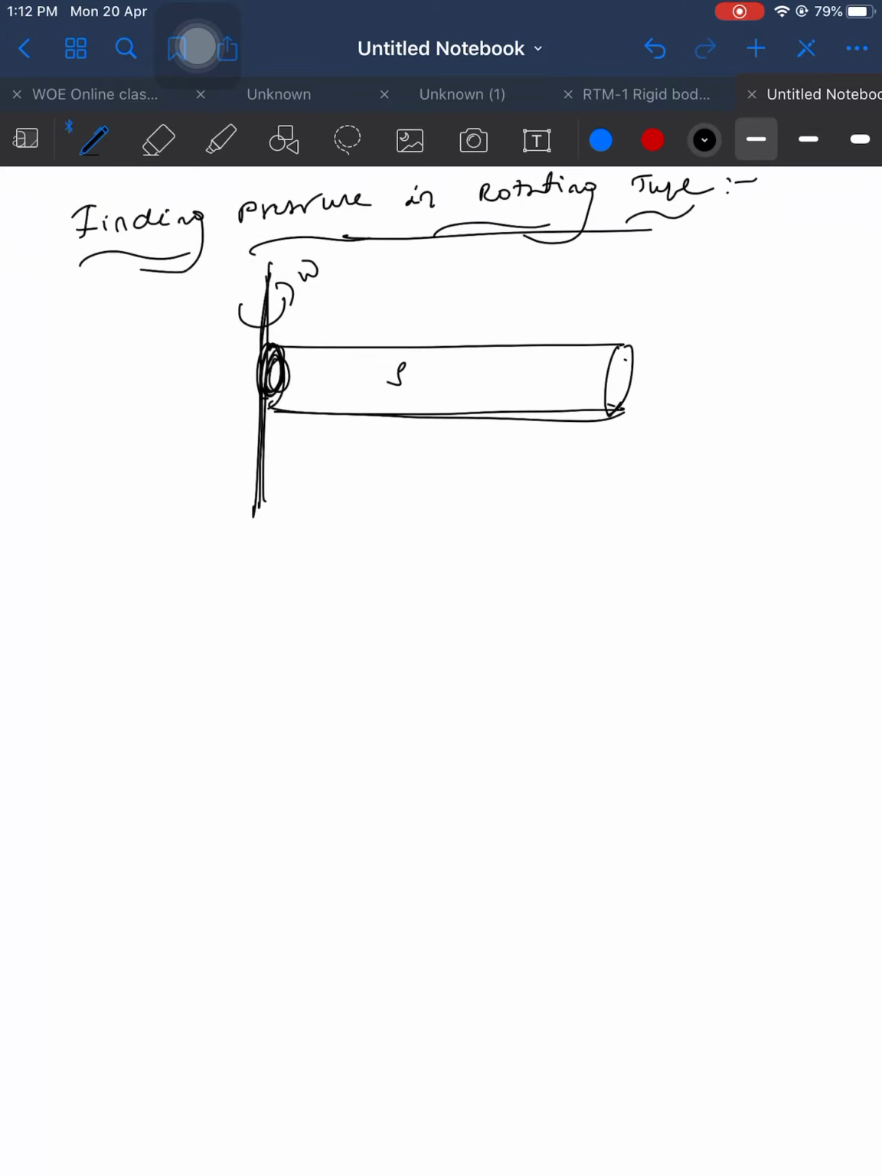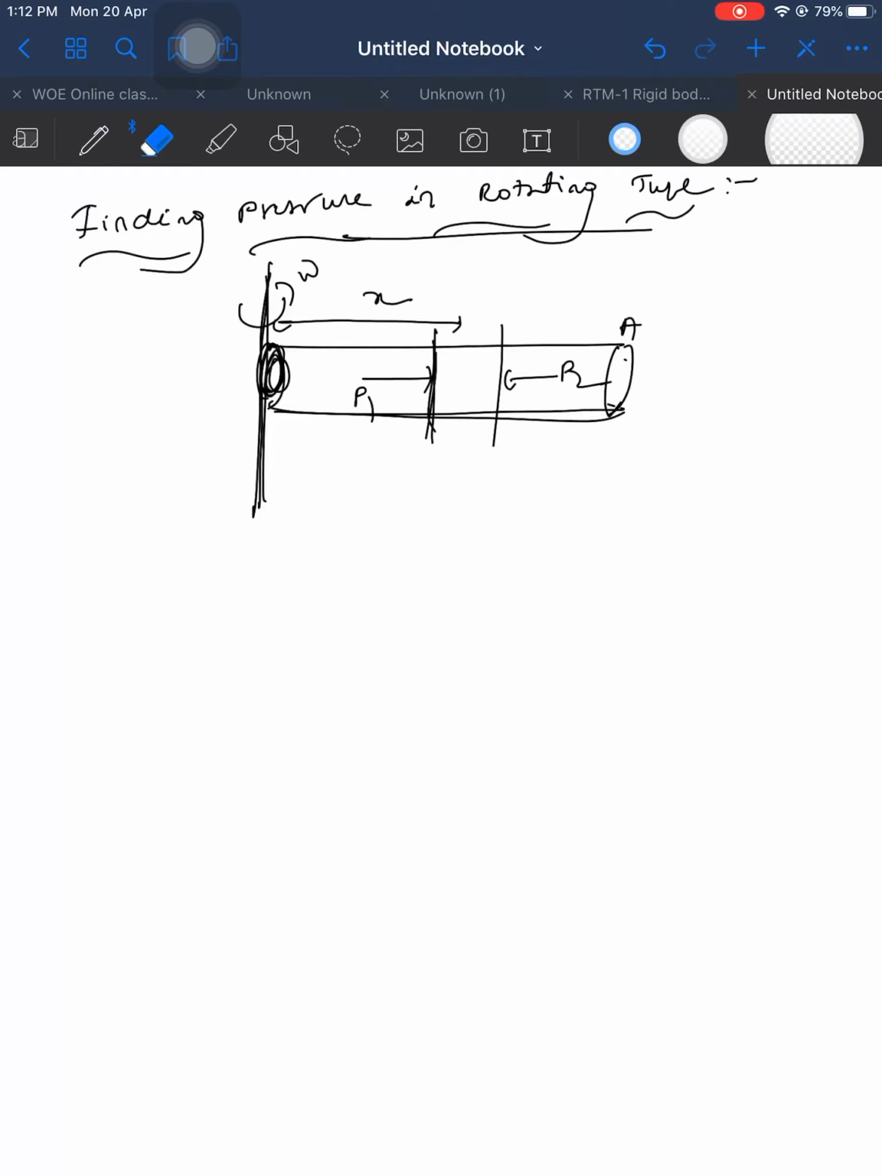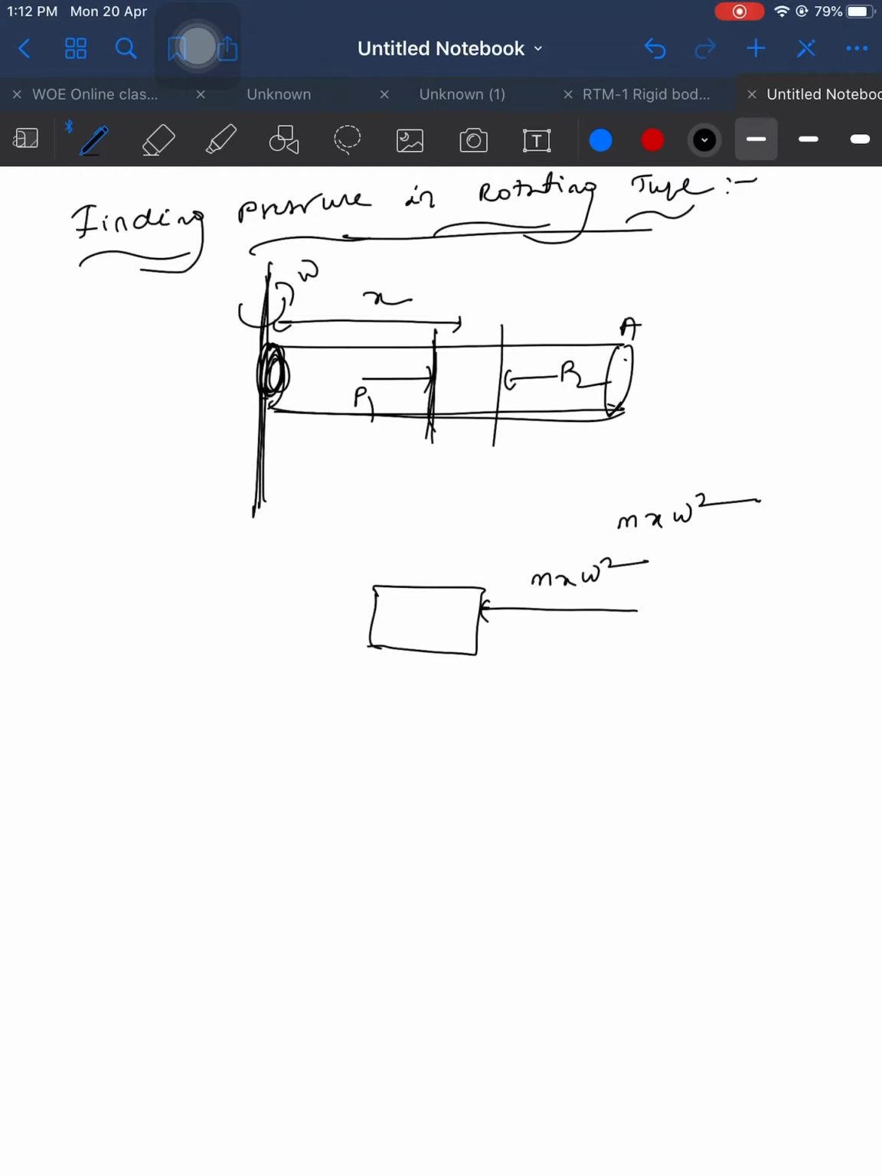When we are going to do problems like this, take a small section with pressures P1 and P2. Assume the area of the section is A. From the center it is at a distance x. I am drawing the free body diagram. If you remember, the centripetal force acting on the body is equal to m x omega square, towards the left direction. It is equal to m x omega square, right?